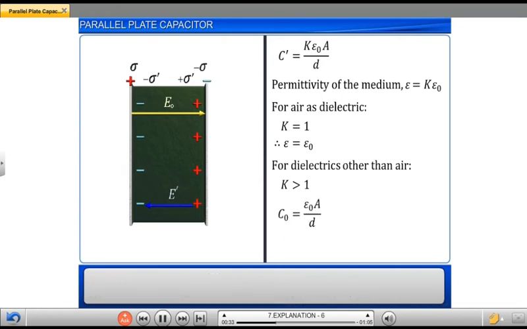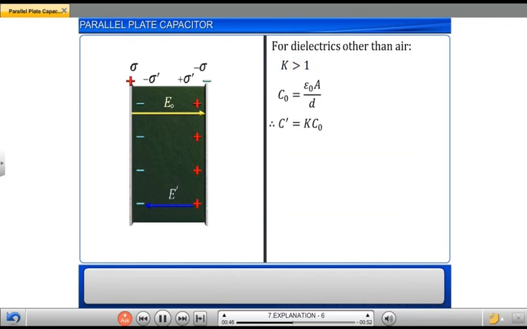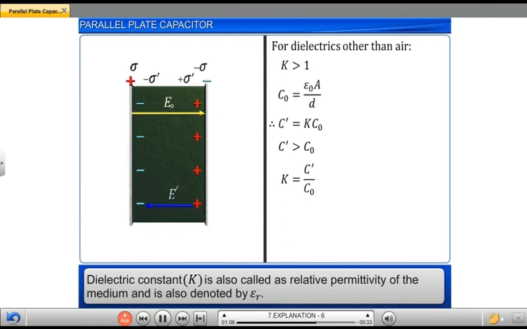We know that C naught is equal to epsilon naught A by D. Hence, we can write C dash is equal to K C naught. Since K is greater than 1 for any medium other than air, we have C dash greater than C naught. We can also write K as the ratio of C dash to C naught. Thus, the dielectric constant K is a dimensionless quantity and has no unit since it is a ratio between similar quantities. Dielectric constant is also called the relative permittivity of the medium and is also denoted by epsilon r.